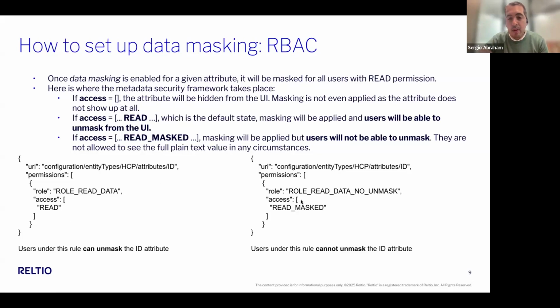Now, on the second scenario, on the right, we created this new permission called read masked. Users, in this case, with the role read data no unmask, will have this permission, and it means that they will see the attribute, it will be masked, and they will not be able to unmask it. The eye icon will not be there, and even if they trigger the API to unmask it, they would be rejected. So we are checking permissions for unmasking operations as well. So those basically are the basic operations, right? You either can unmask or you cannot unmask.